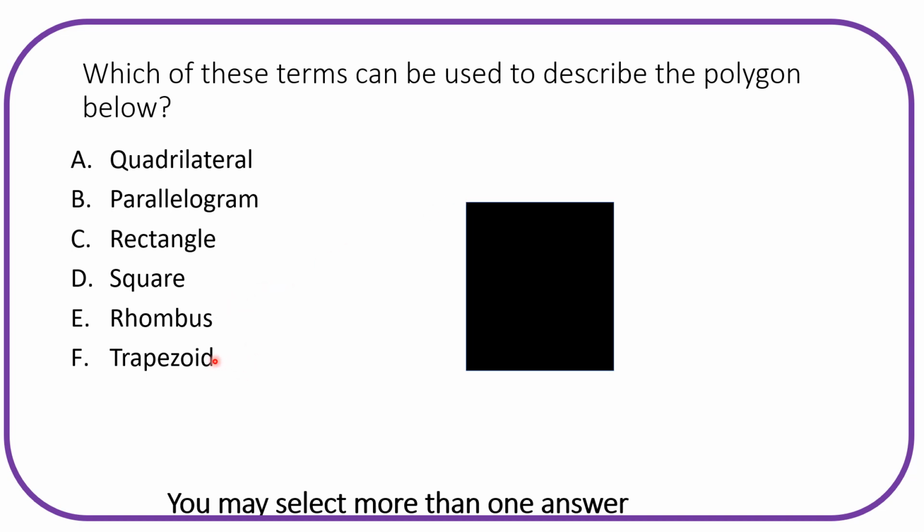A trapezoid is a four-sided figure with only one set of parallel lines. And that is the only definition so far that doesn't fit this polygon, because I see two sets of parallel lines, not one set of parallel lines. So all of these options, all 5 of them, could be used to describe the square to the right.